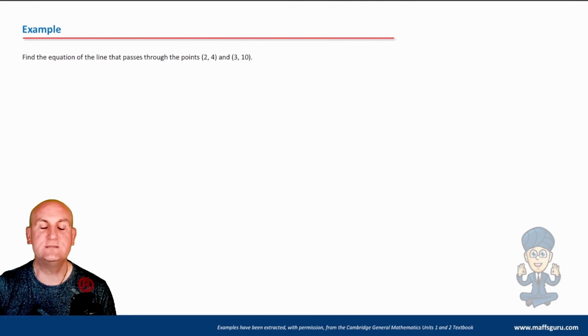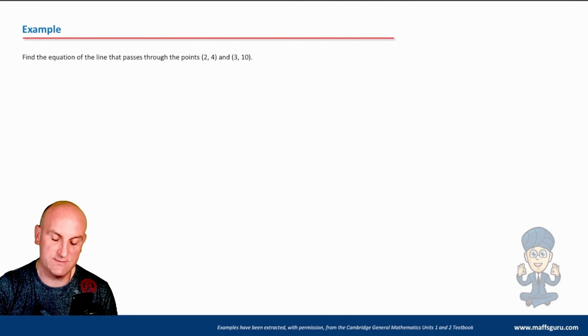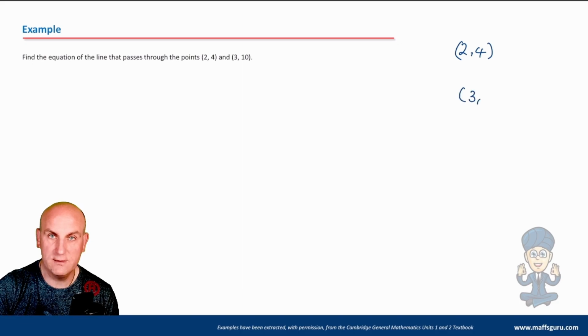Oh, I've got to do another one. Well, let's do another example because, as I say, practice makes perfect. So let's see what we got here. So we got my 2 coordinates. We got 2, 4, and we got 3, 10. So let's call that one x1, y1, x2, and y2.